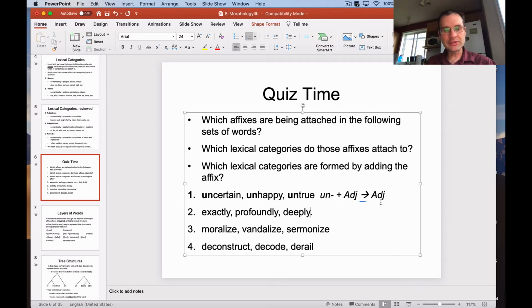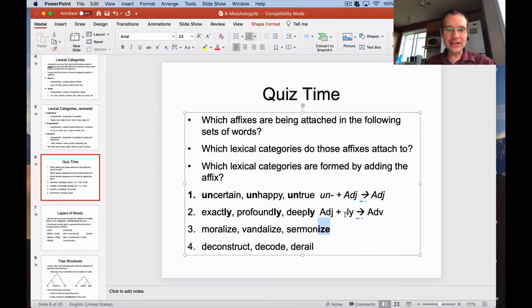The next one, hopefully you can see this. We have a suffix in this case, ly, and I kind of gave away the game on this one because I talked about it in the previous slide, but this is a suffix which can attach to adjectives and create adverbs. So exact is an adjective. If we add ly to it, then we get an adverb. Profound is an adjective. Deep, like the ocean is deep. He thought very deeply, I guess. Deeply is an adverb, which describes an action or a verb of some sort.